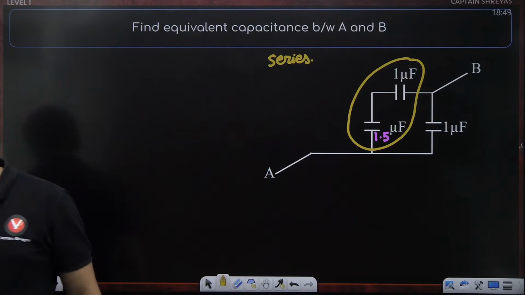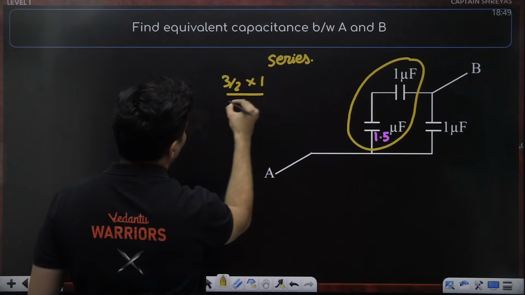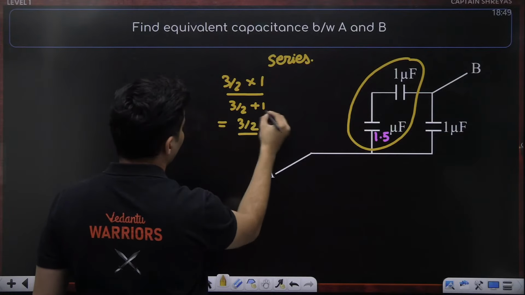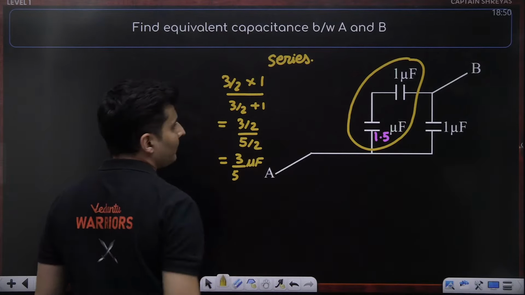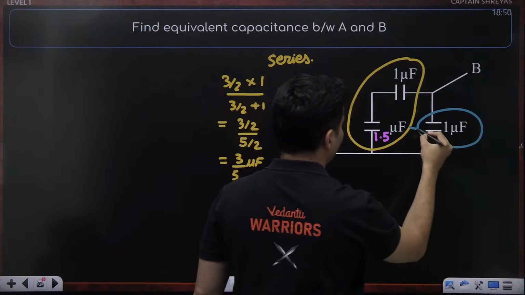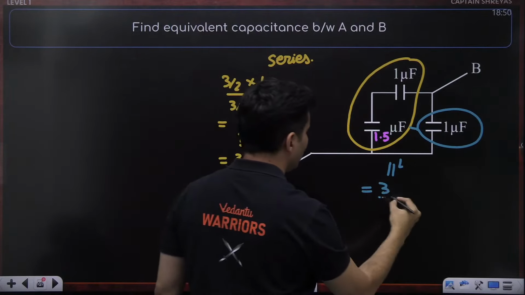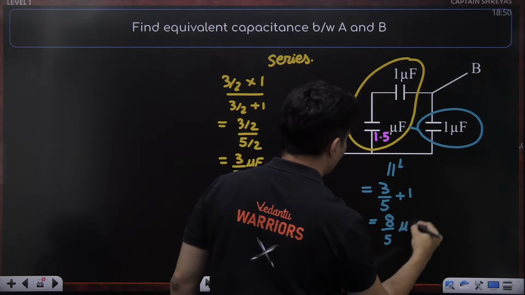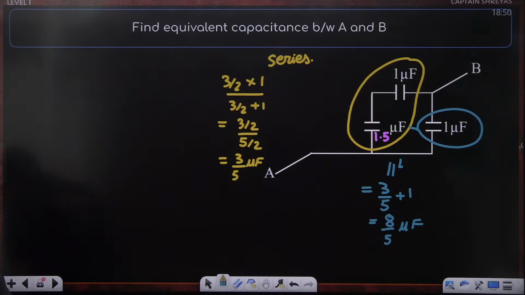So what will happen now? Again, use C1 C2 by C1 plus C2. So 3 by 2 multiplied by 1 divided by 3 by 2 plus 1. So it will be nothing but 3 by 2 by 5 by 2. 2 cancels. So it will become 3 by 5 microfarad. This and this 1 microfarad, they both are in parallel. So in parallel, you just add the capacitances. So 3 by 5 plus 1, which is nothing but 8 by 5 microfarad. Is that clear?